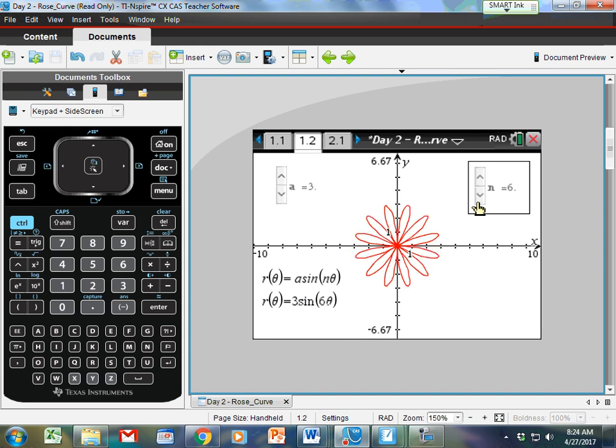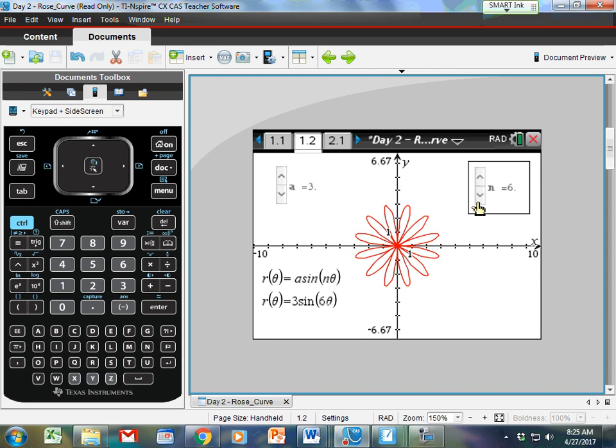It's a sine function. But now check this out. What if I go to 6? How many petals do I have? 12. Talk to me about the symmetry this guy has. Y-axis and x-axis. And it even has a third type of symmetry. What's the third type of symmetry? The origin. It's reflected over the origin as well. Okay? So if it has x and y axis symmetry, then it automatically has the origin symmetry as well. Does that make sense?